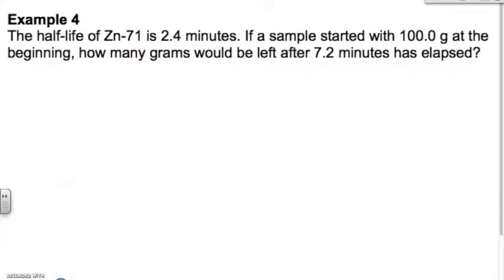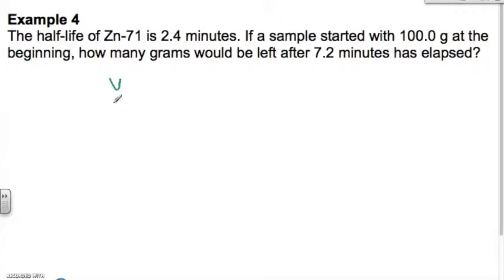Alright, let's move on to our final example. Our final example is a half-life problem. You may have seen these before in science class. Just to give you a short summary of what a half-life is, a half-life is how long it takes for half of a radioactive material to decay. So, the half-life of zinc-71 is 2.4 minutes. If the sample started with 100 grams at the beginning, we want to know how many grams would be left after 7.2 minutes had elapsed.